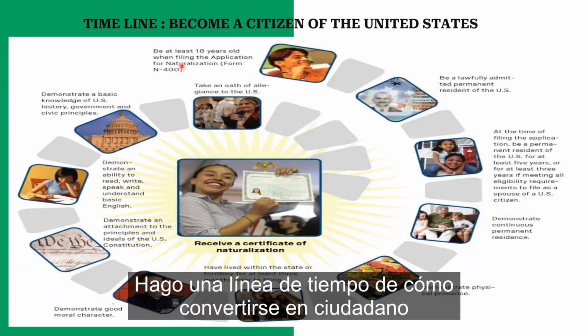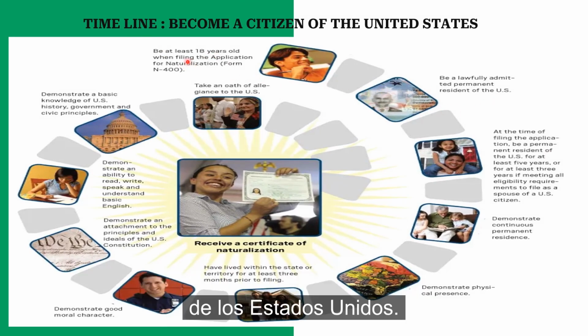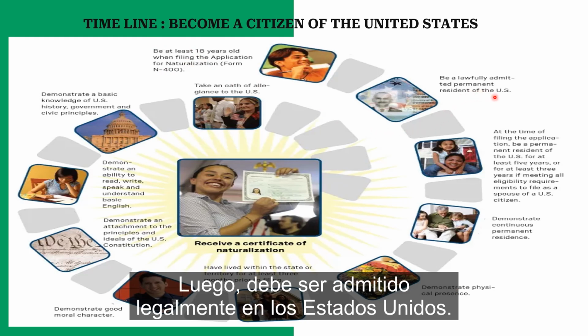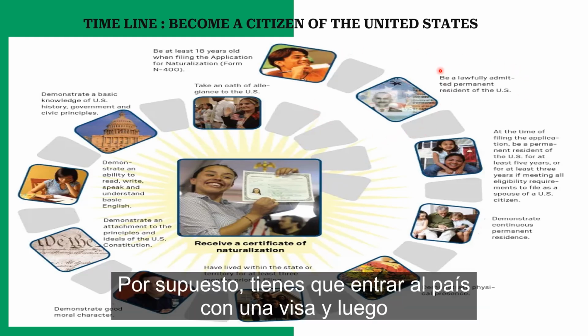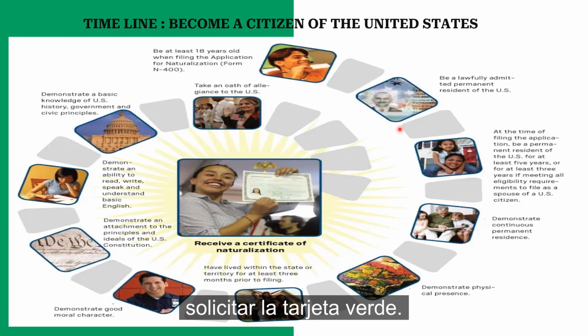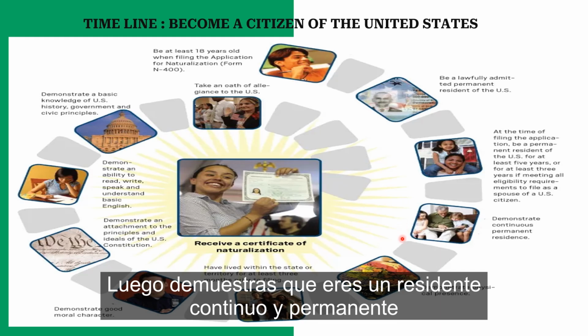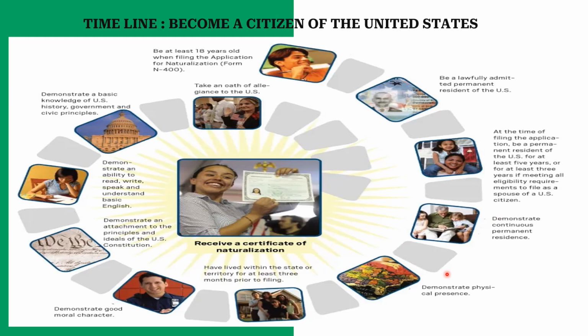This is the timeline, a timeline of how to become a citizen of the United States. You need to be at least 18 years old to fill out your application. Then you have to be lawfully admitted in the United States. Of course, you have to enter the country with a visa and then apply for the green card. And then with time, you can apply for your citizenship. Then you must show that you're a continuous and permanent resident of the United States.